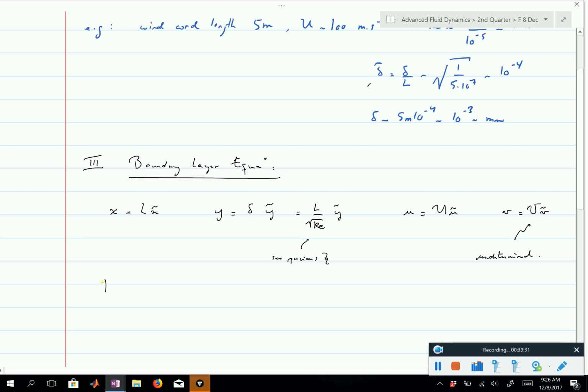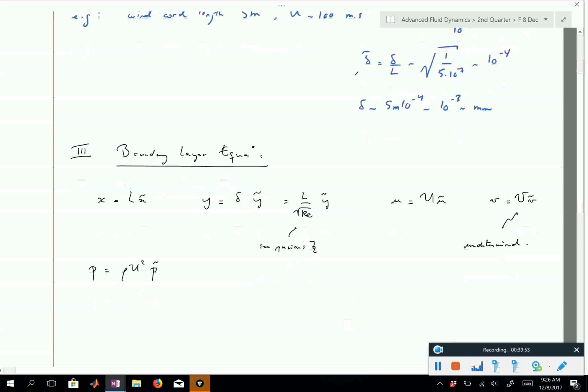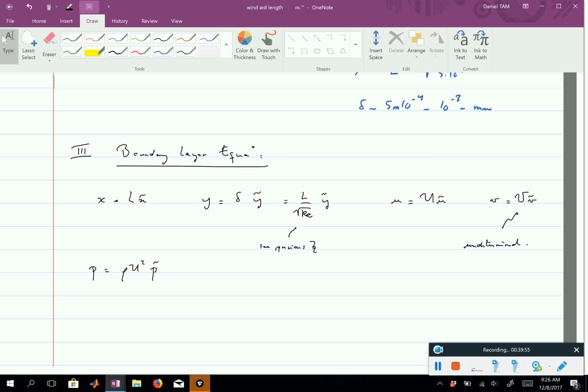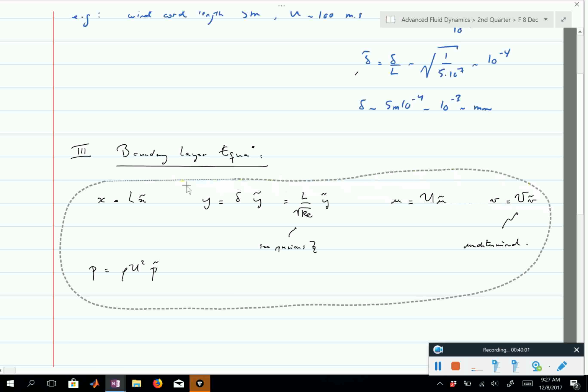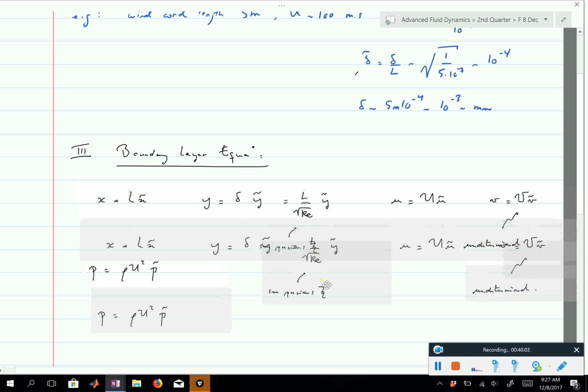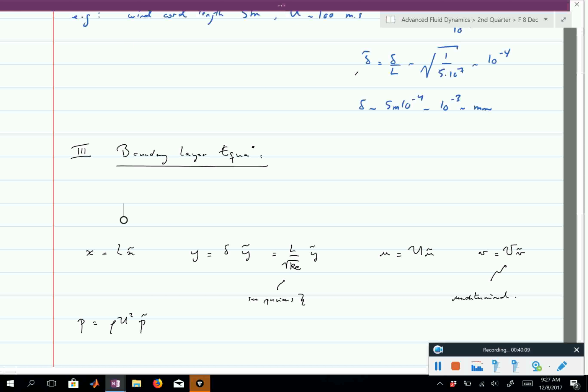And we'll scale the pressure, because we put in the effects of inertia, with an inertial pressure, so with rho u squared. Okay. So those are all of the non-dimensional parameters. I forgot to write that, so what we do here is we just non-dimensionalize the Navier-Stokes equation.